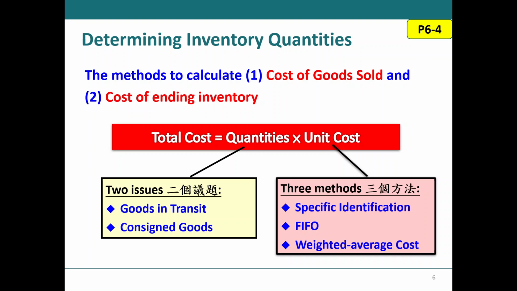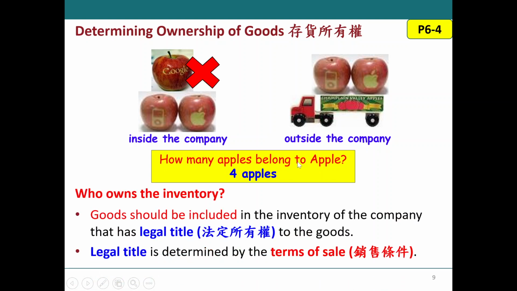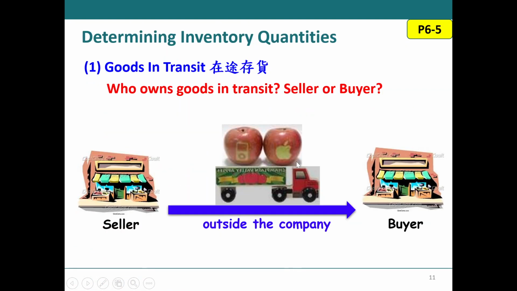Last week, we mentioned 2 issues. Remember? What are these 2 issues? We use these 2 issues to determine the quantities. Is it your inventory or not, right? So these 2 issues: goods in transit, 在途存货. What does it mean? It means the inventory is on the way. So it's not at the seller's company, it's not at the buyer's company, it's on the way. So goods in transit, 在途存货, is yours or is another company's.